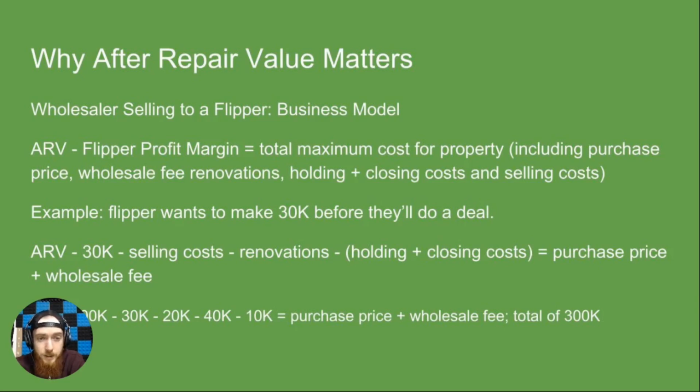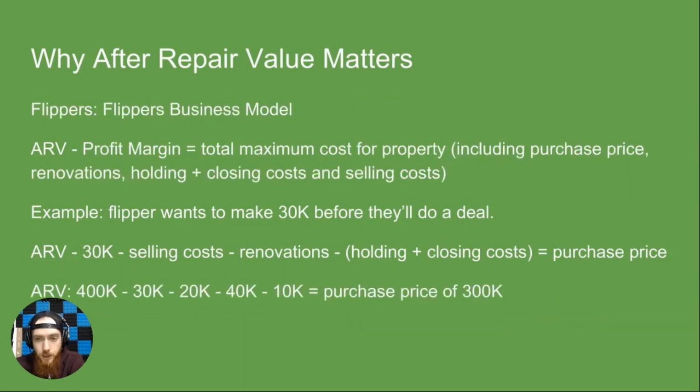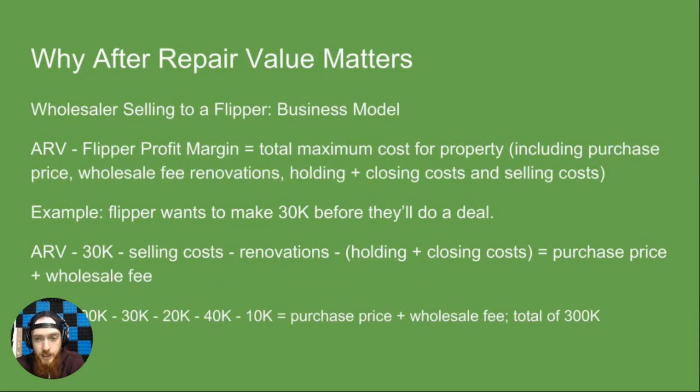So you can see I've broken down the same formula here, but the real difference is we have our ARV, which still equals the 400 minus 30 minus 20 minus 40 minus 10, but then that has to equal our purchase price plus wholesale fee for a total of 300,000. So I'm just going to jump back a slide. You can see at the end of the day, the business model is the exact same.